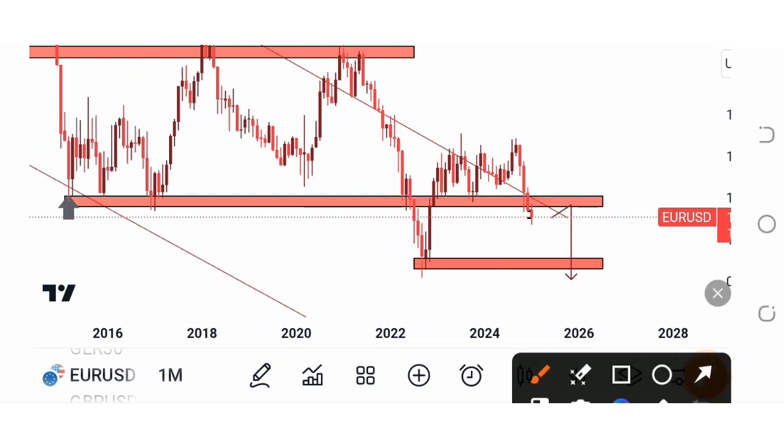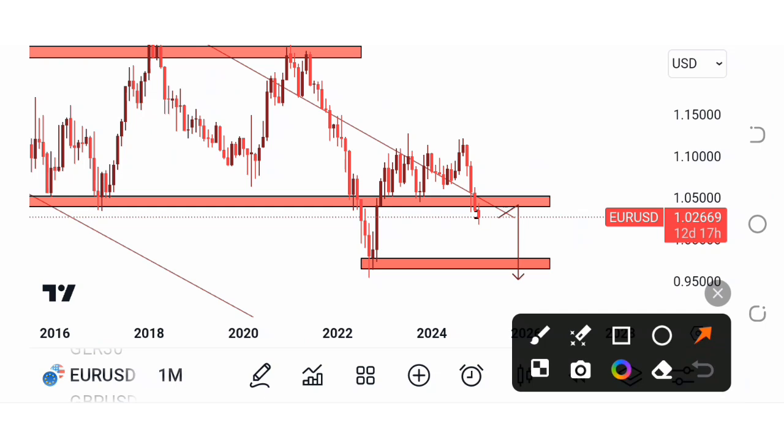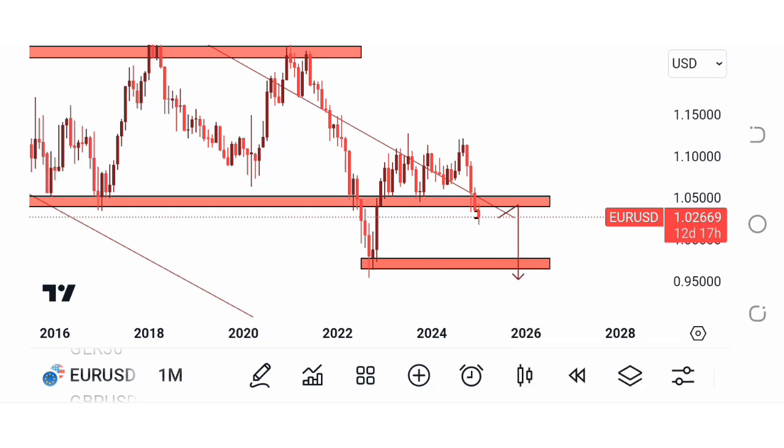So now my expectation is that this market, now that it is below this structure over here, we are going to see the market coming back all the way to this area of support that it created in the past, and then until then I'll be bearish on this market.